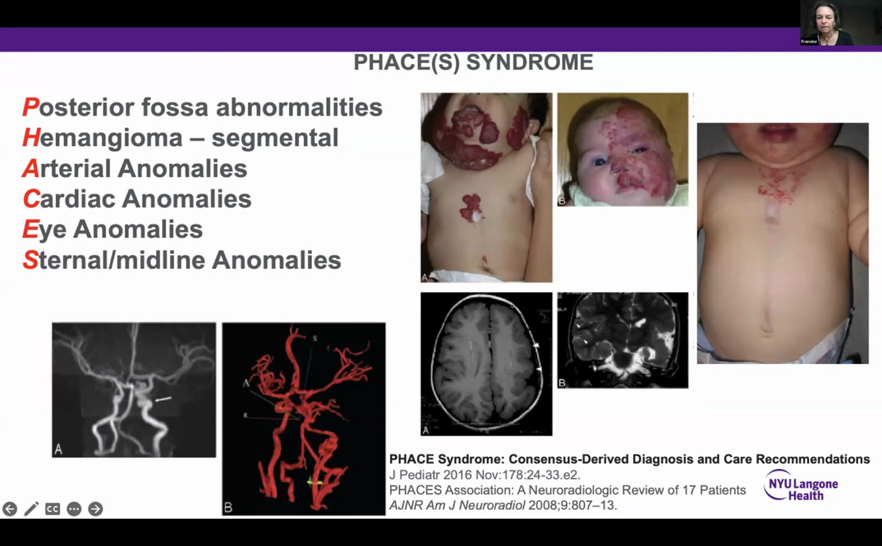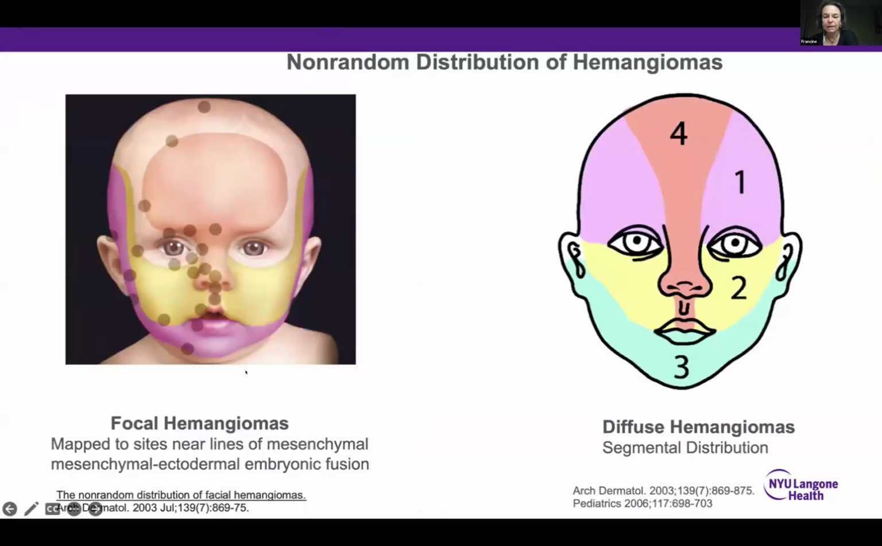There are guidelines. I have a list of articles that I couldn't put in a slide, but this consensus-derived paper is good for PHACE. It probably needs to be revised, but that's what we need to think about with those patients. And then a corollary, well, that idea of the segmental distribution versus focal hemangiomas that seem more random led to a lot of research about whether these are random or not. And it seemed that the focal hemangiomas are often along these lines of mesenchymal ectodermal fusion.